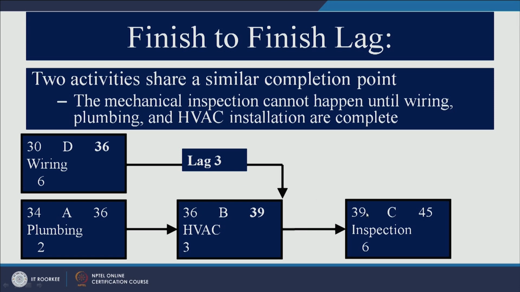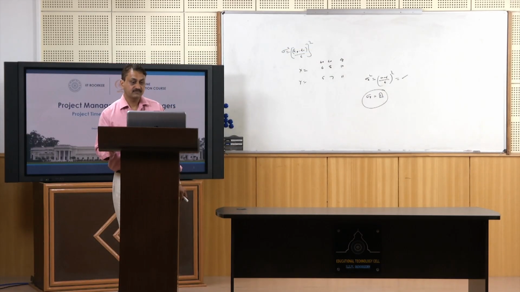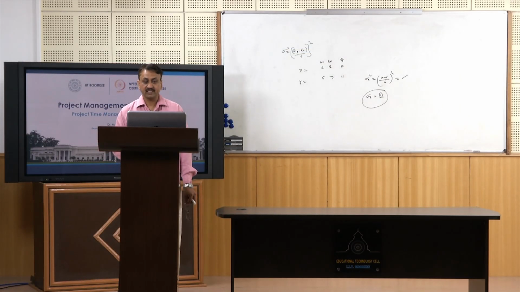So, inspection can be started only after you complete wiring, HVAC, and of course, HVAC you cannot start until you complete plumbing, right. So, inspection cannot be completed until you complete wiring and HVAC, right. So, this is finish to finish lag.